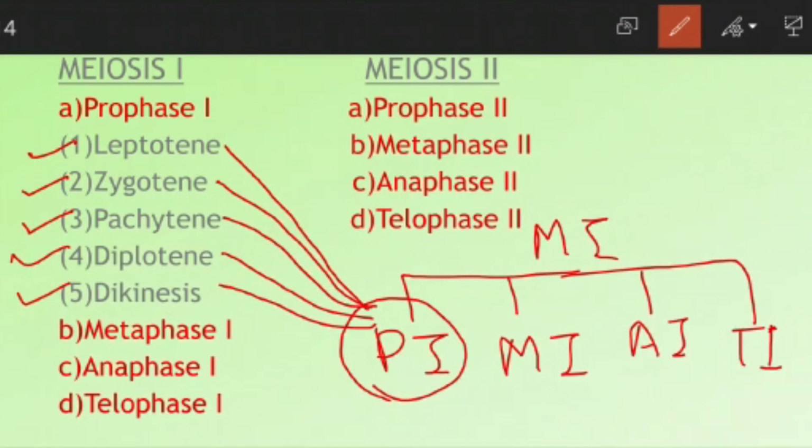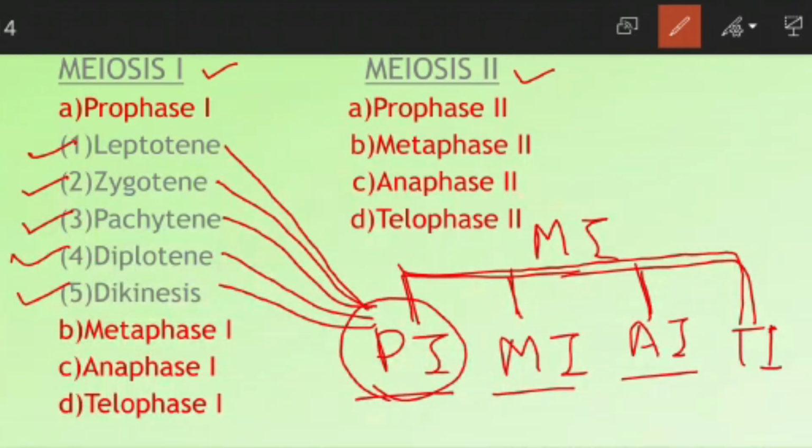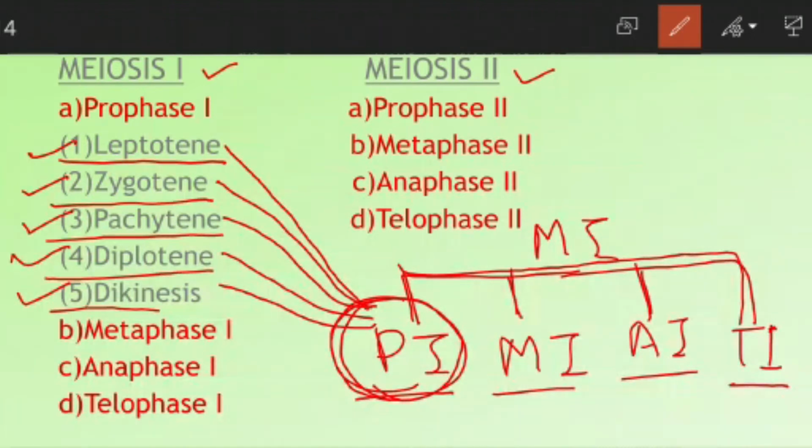Again I am repeating, we are studying meiosis. Meiosis is completed in two phases, meiosis 1 and meiosis 2. First we are starting with meiosis 1. Meiosis 1 is subdivided into four stages: Prophase 1, Metaphase 1, Anaphase 1, Telophase 1. This prophase 1 is a lengthy process and it is again divided into 5 phases: leptotene, zygotene, pachytene, diplotene, diakinesis.